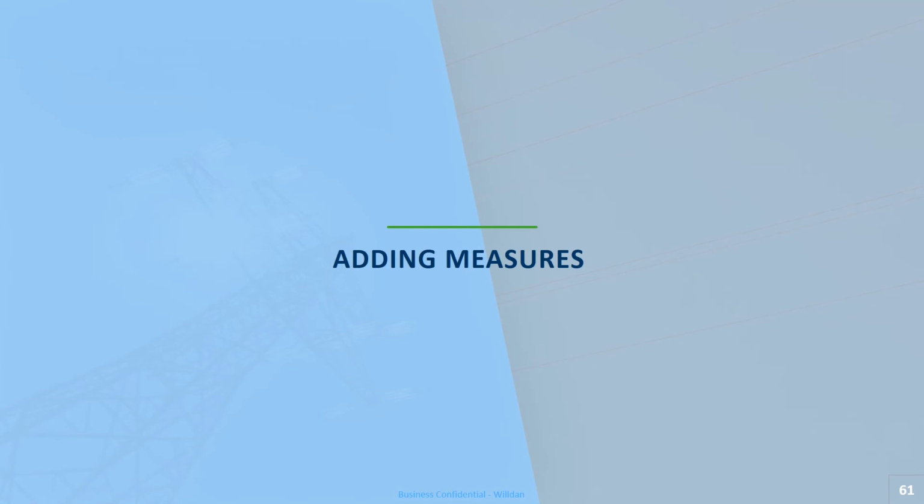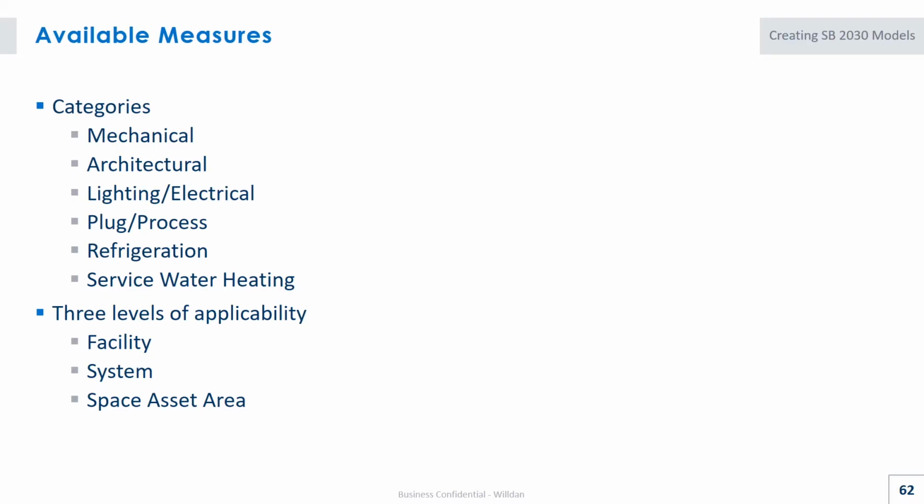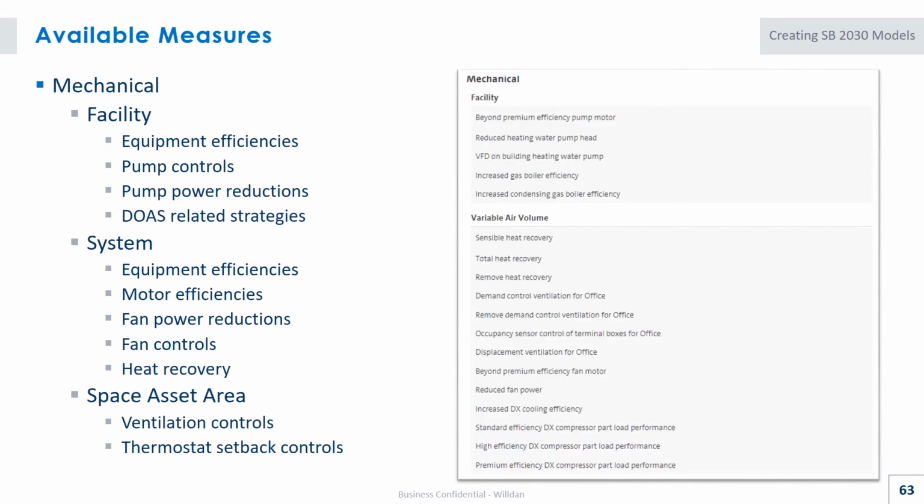The next step is to add different energy efficiency measures to your building. We divide up the efficiency measures into mechanical, architectural, lighting, electrical, plug and process loads, refrigeration, and service hot water, and they get applied at three different levels: the facility level, the system level, and the space asset area. When we release the update to the tool in January, we will be including photovoltaic. So if you have solar PV systems that you want to look at, that'll be available in the tool in January.